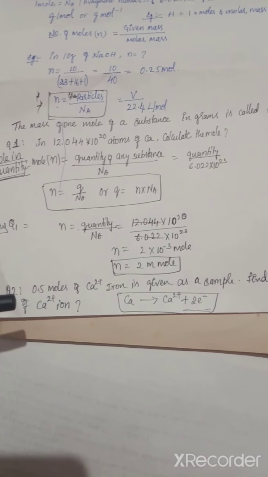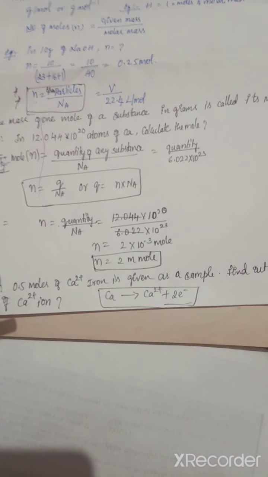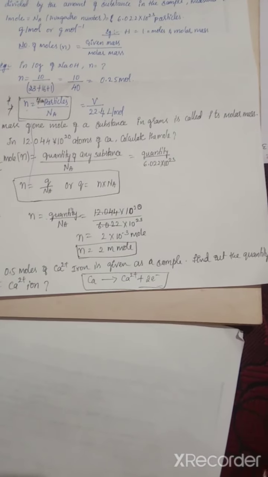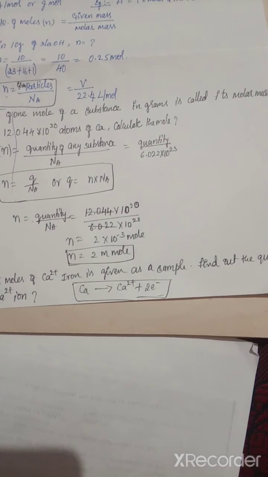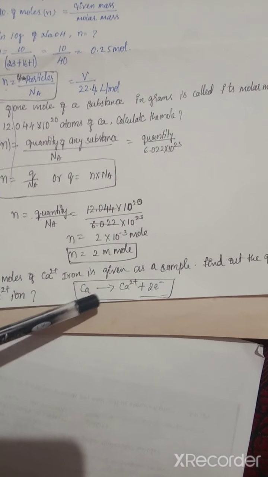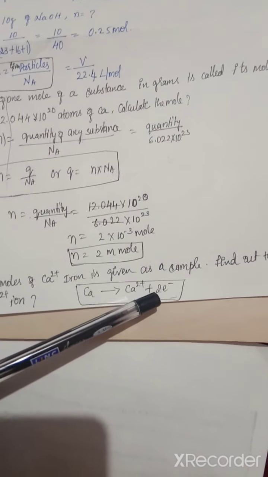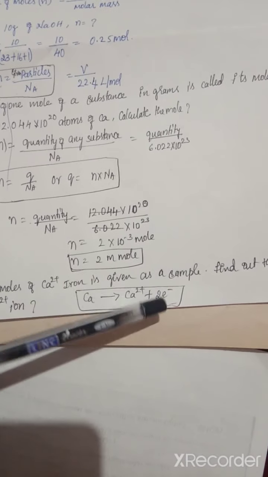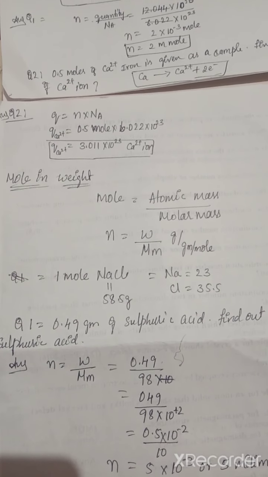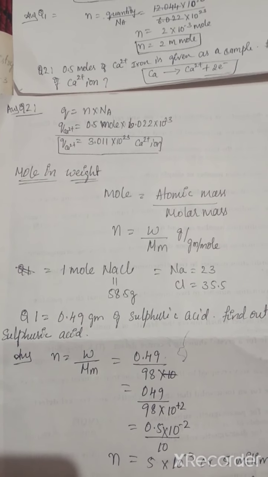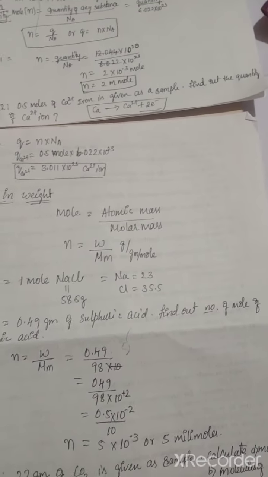One more question is here: 0.5 moles of calcium, that is Ca2 plus ion, is given as a sample. Find out the quantity of calcium 2 plus. How do we get the calcium 2 plus? Ca loses 2 electrons and gives Ca2 plus. Clear? In the question it is given that 0.5 moles, so we should find out the quantity of Ca2 plus.